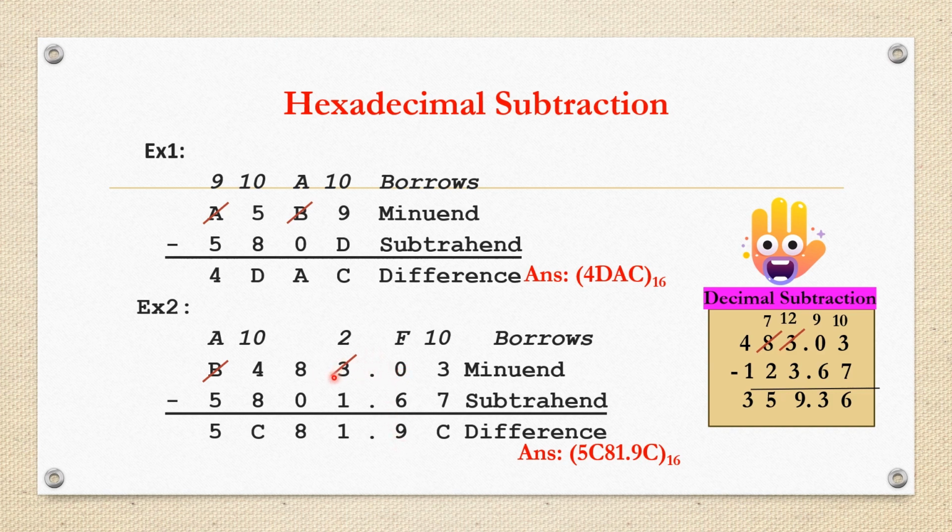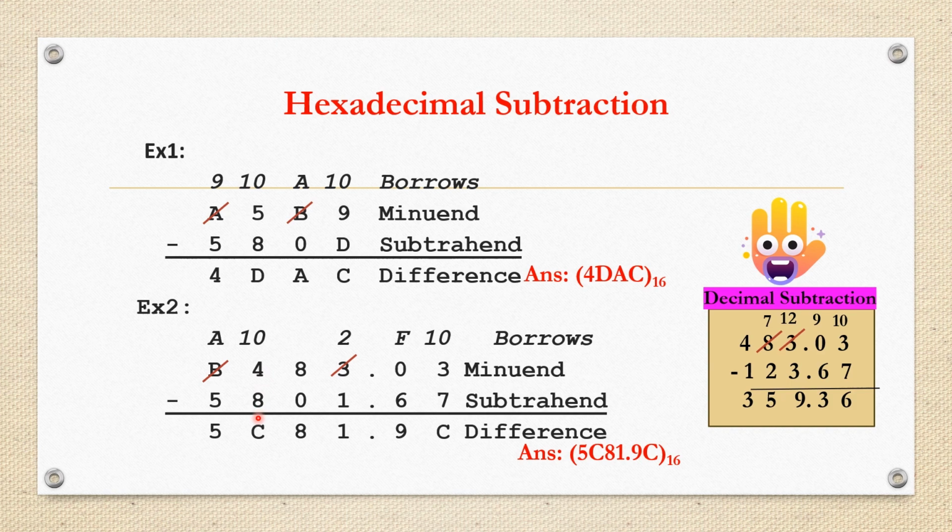I am borrowing from here, this 3 is becoming 2 and here it is F. And here this 10 is 16. So 16 plus 3 is 19, 19 minus 7 is a C. Then F is equivalent to 15. 15 minus 6 is a 9. Then 2 minus 1 is a 1. 8 minus 0 is a 8.